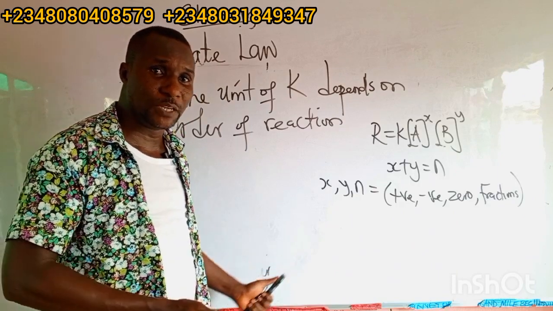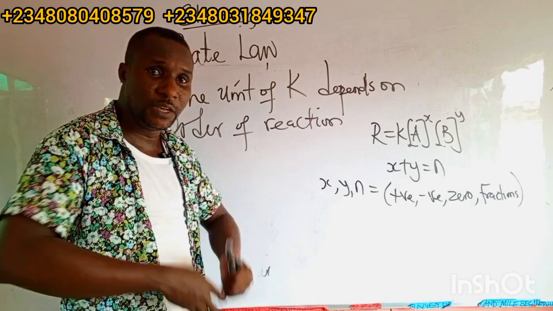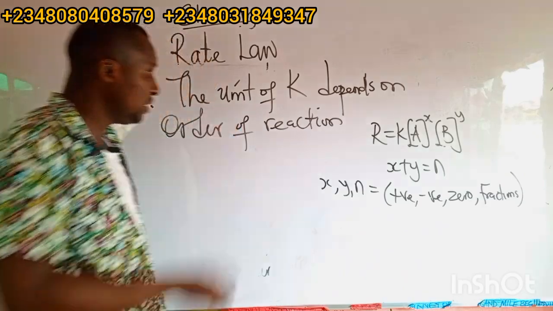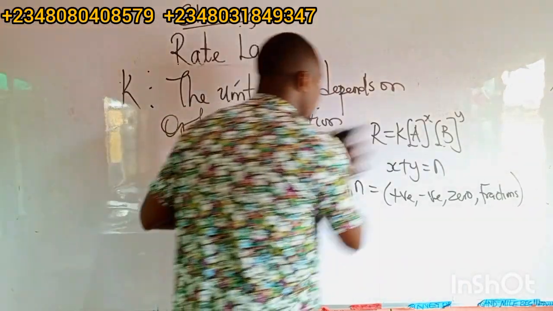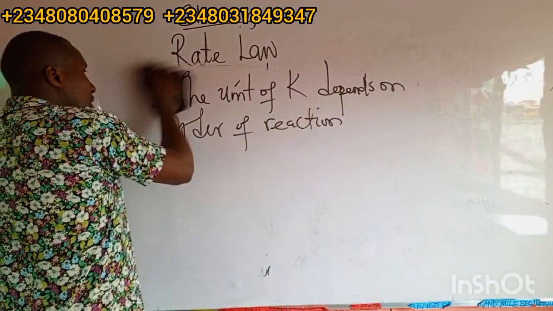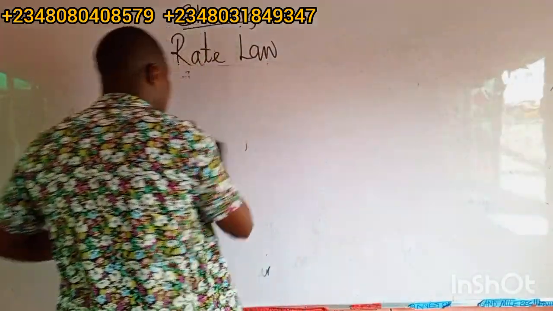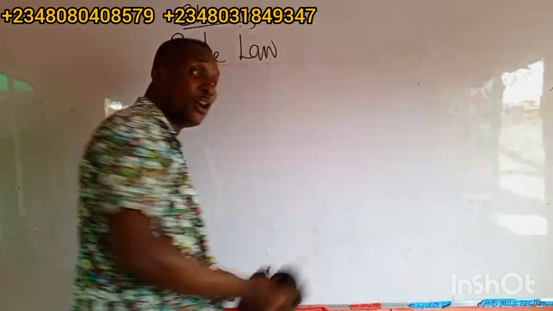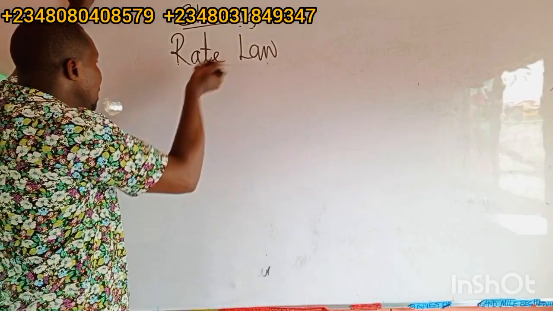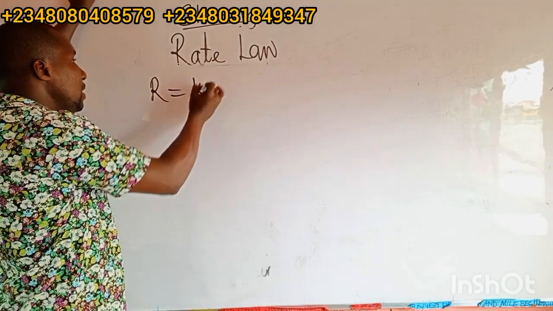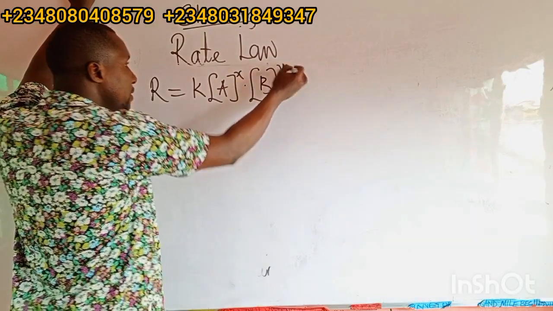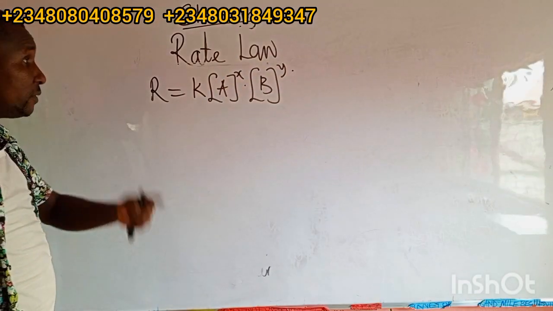The order of reaction with respect to a reactant can be negative, positive, fraction, or zero. Take note of that. I said the unit of k depends on the order of reaction. Then let us get the unit of k for each order of reaction. First of all, we have r equal to k[A]^x[B]^y. Let us get the unit of k for this rate law.